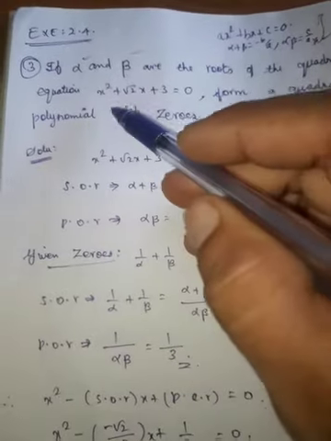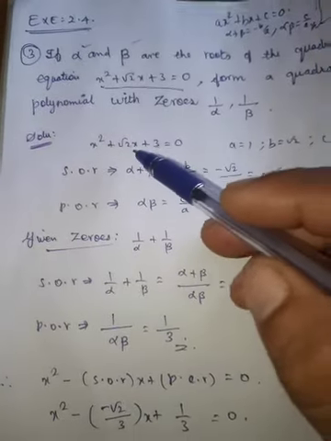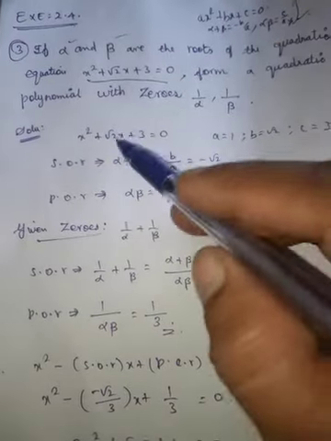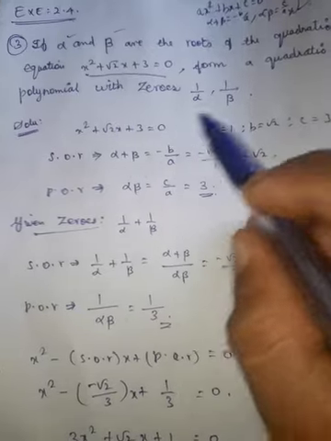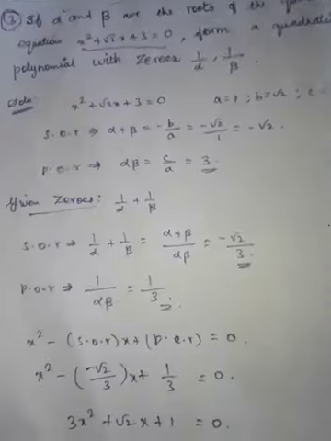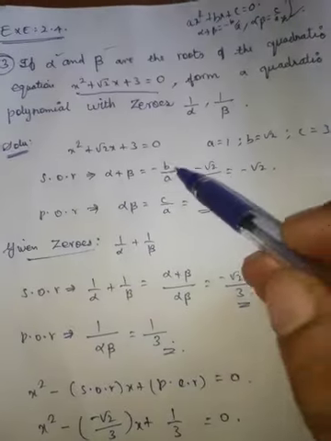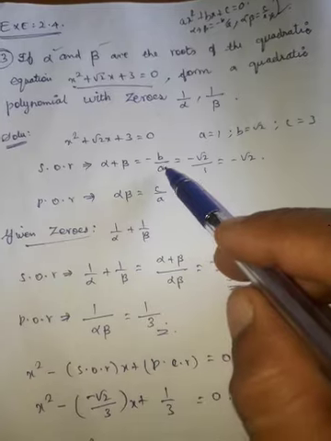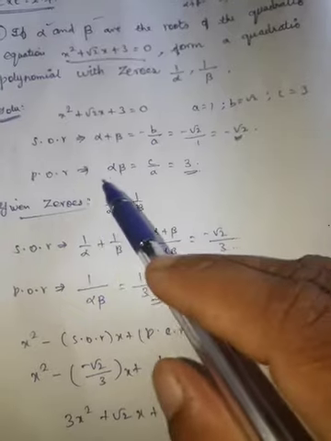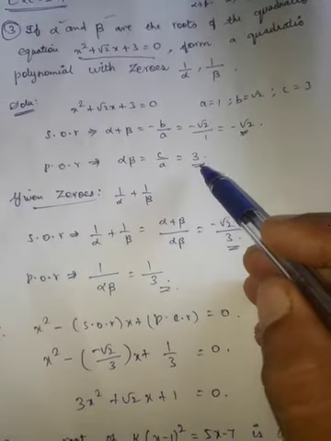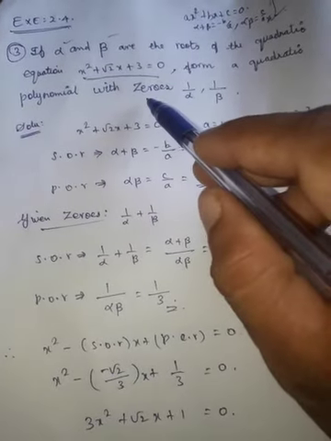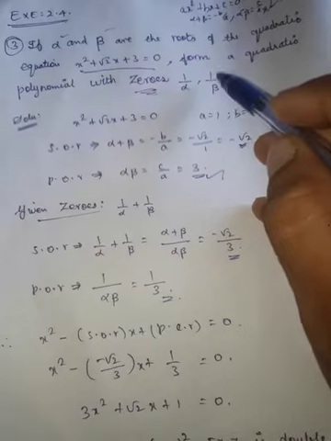First of all, write the given equation x square plus root 2x plus 3 equal to 0. Now comparing with the basic equation, the a value is 1, b value is root 2, c value is 3. So the sum of roots alpha plus beta equal to minus b by a. Substituting the b value and a value, we get minus root 2. Product of roots alpha beta equal to c by a, so the value is 3. But the given roots, the two zeros, are 1 by alpha, 1 by beta.